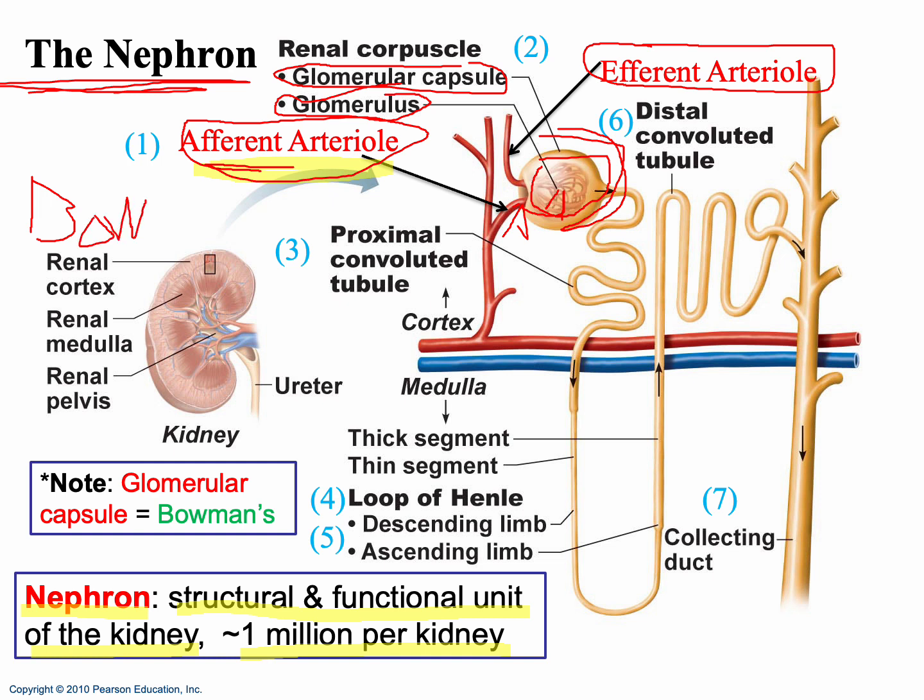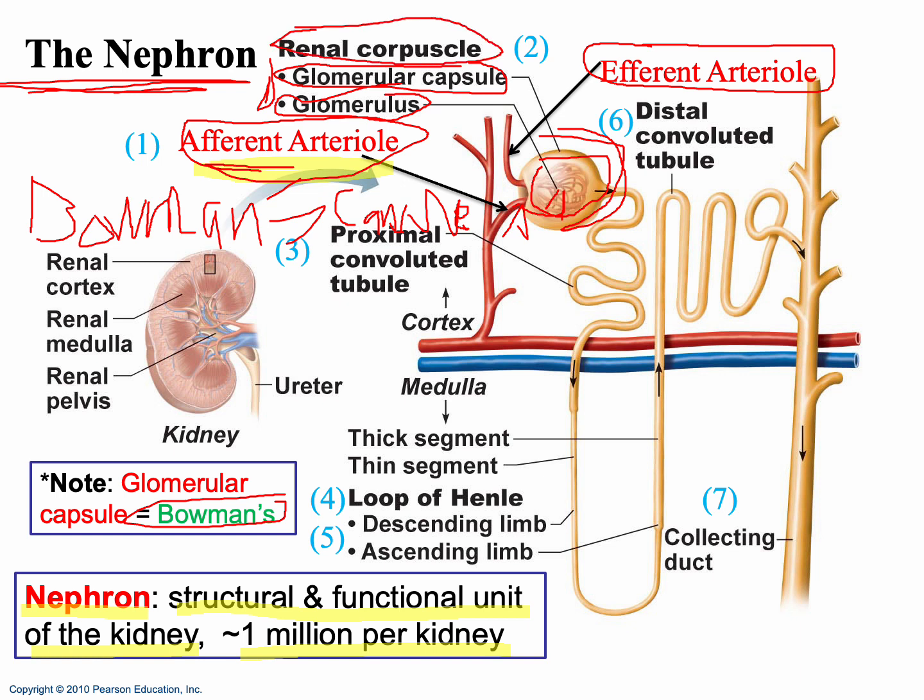Bowman's capsule. You get the idea here. Bowman's capsule. It's actually right down here too, so there you go. If we take these two terms together, the glomerular capsule and the glomerulus, we get the term known as the renal corpuscle. The renal corpuscle incorporates the glomerular capsule with the glomerulus itself.